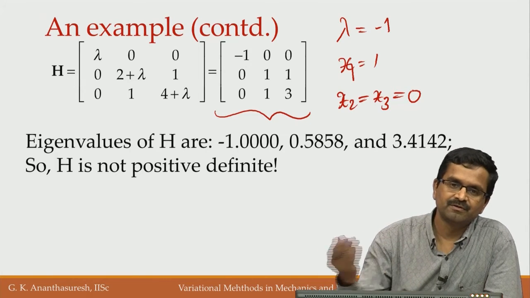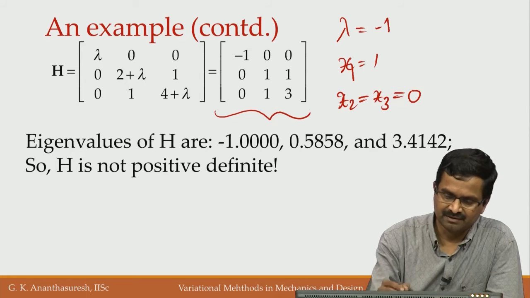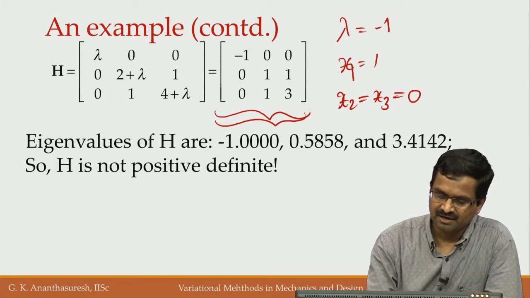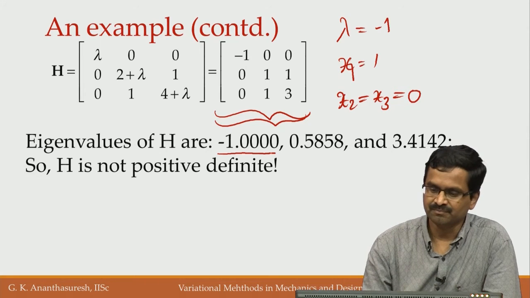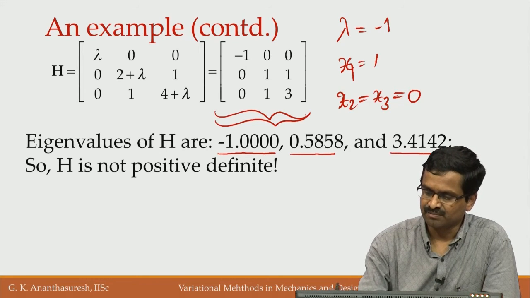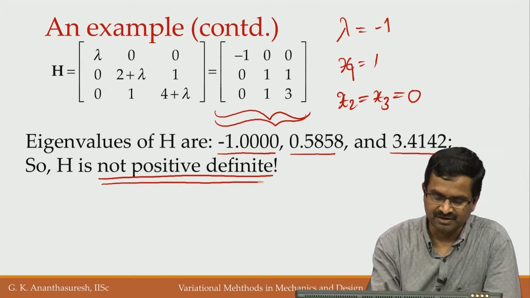Okay. Now, if you look at this Hessian and find its eigenvalues, which you cannot do just mentally, but you can resort to a numerical analysis software like MATLAB and type this matrix and find its eigenvalues. You will find that it has a negative eigenvalue and then a positive one, another positive one. Okay. So, this is not positive definite.